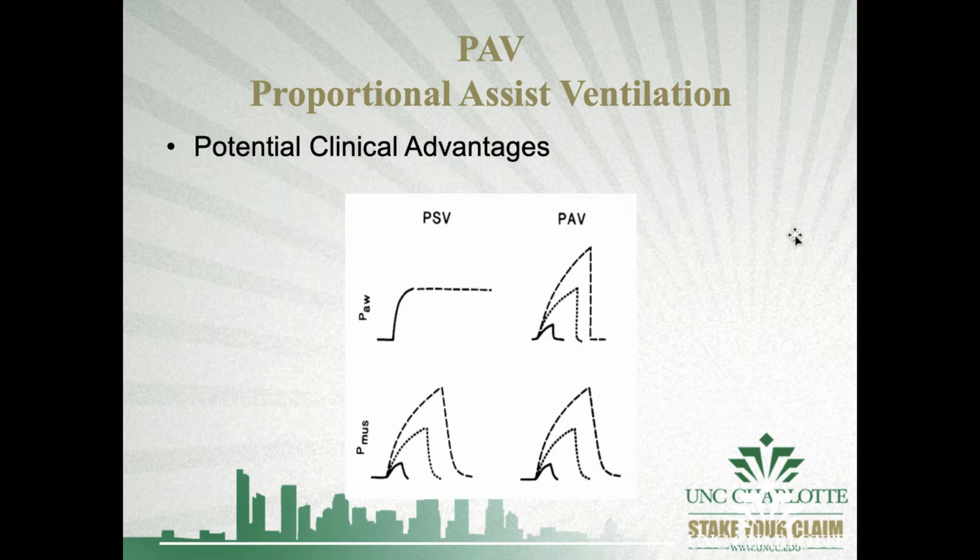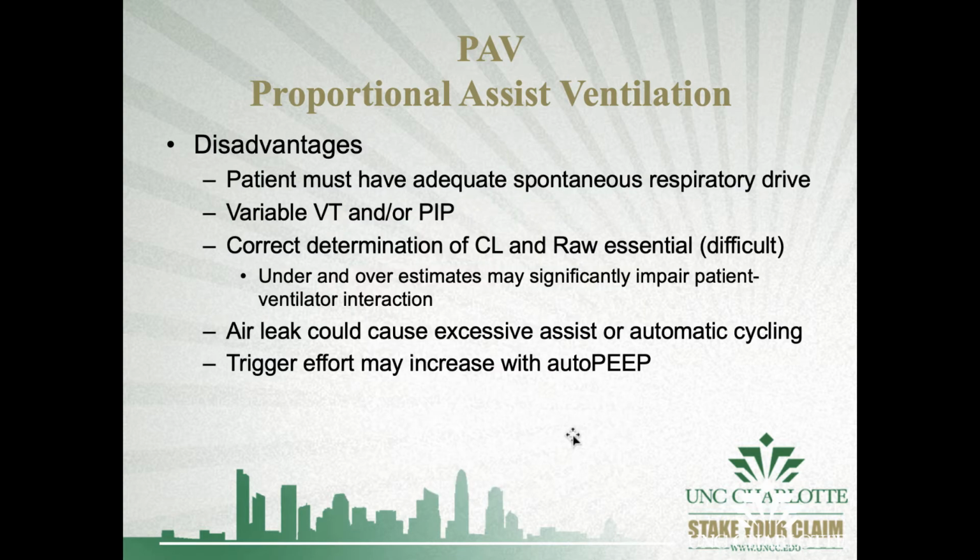Here's a representation of what we're seeing as far as our respiratory muscle activity and the pressure that PAV supplies. So in pressure support ventilation, regardless of respiratory muscle activity, we're going to get the same pressure. It's constant. We set that pressure. PAV will adjust to the patient's inspiratory effort. And again, this is based on our percentage of workload that we're providing the patient. So if we set this at 80%, it will adjust accordingly.